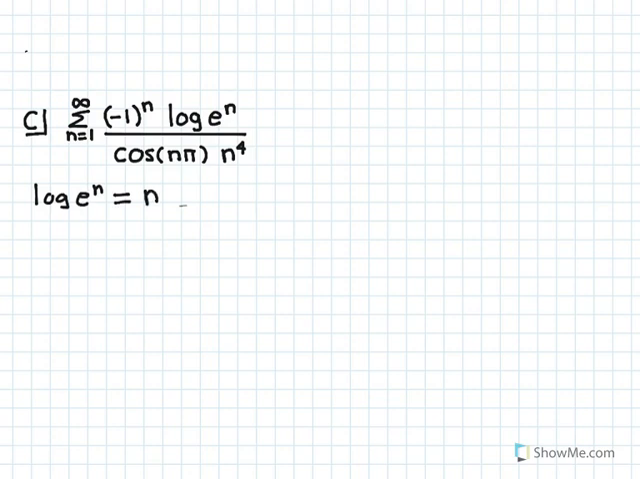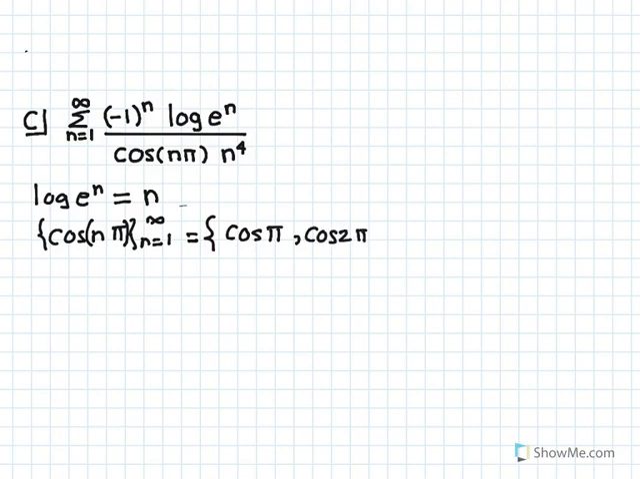Now, let's look at cos of n pi. Let's look at the sequence cos of n pi when n ranges from 1 to infinity. Let's put this in brackets, cos of n pi. Now, plug in n equals 1, we get cosine of pi. Plug in n equals 2, we get cos of 2 pi. Plug in n equals 3, we get cos of 3 pi. N equals 4, we get cos of 4 pi, and so on.